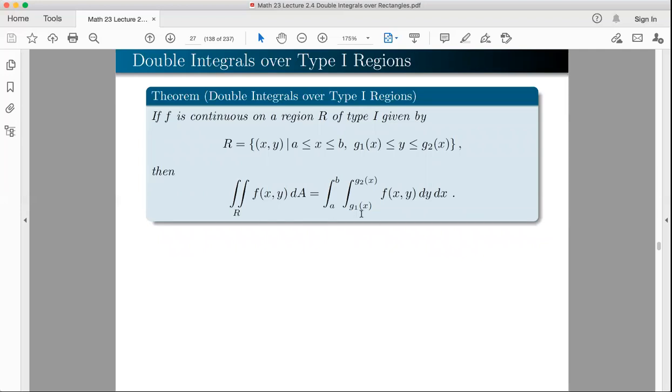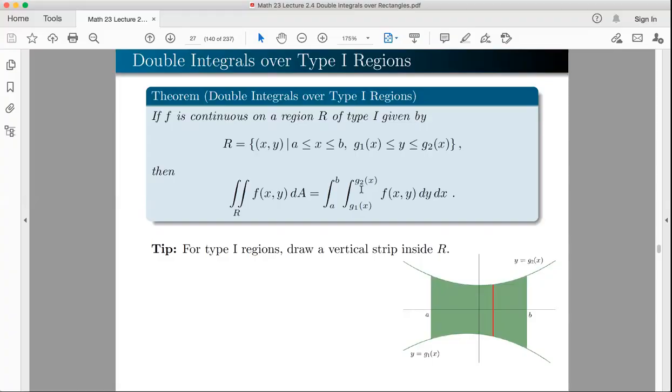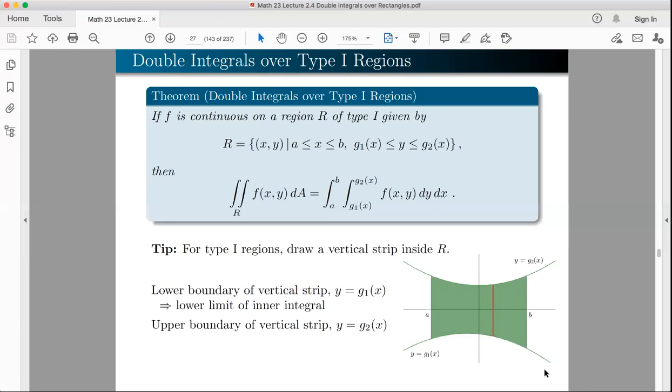Now, for us to easily know what function to put as your lower limit and your upper limit, we can use vertical strips inside R. If you use a vertical strip inside R, then the lower boundary of the vertical strip, so it must hit the lower function there, g sub 1 of x, becomes the lower limit of your inner integral. The upper boundary of the vertical strip, which is g sub 2 of x, becomes the upper limit of the inner integral.